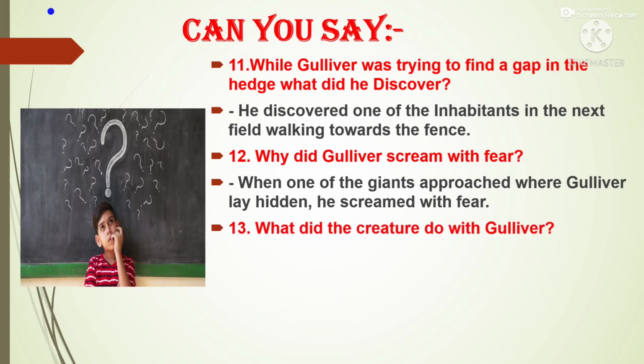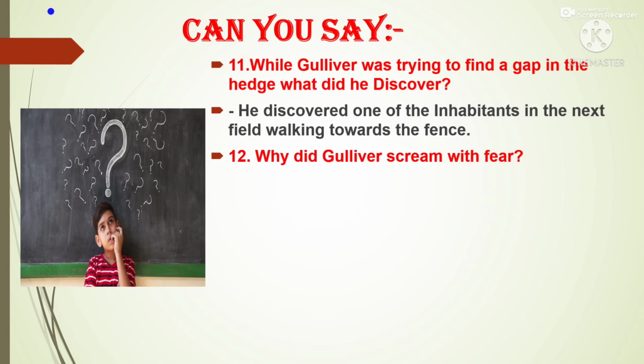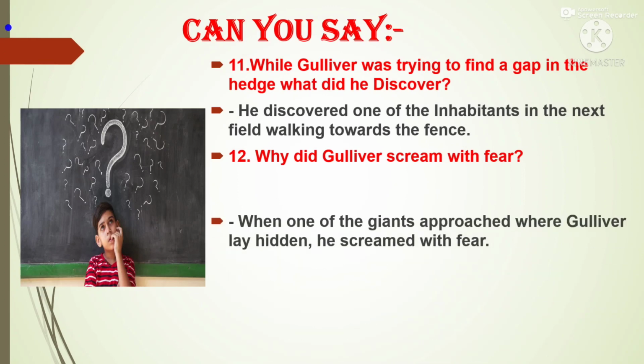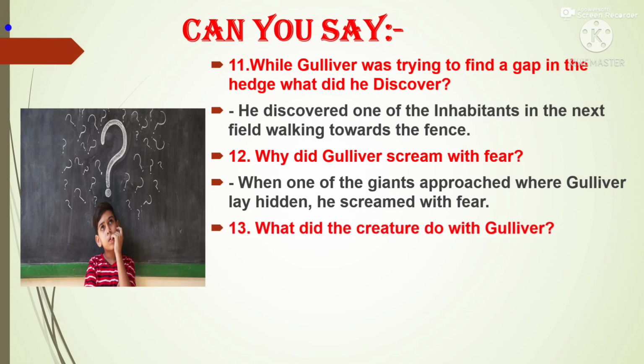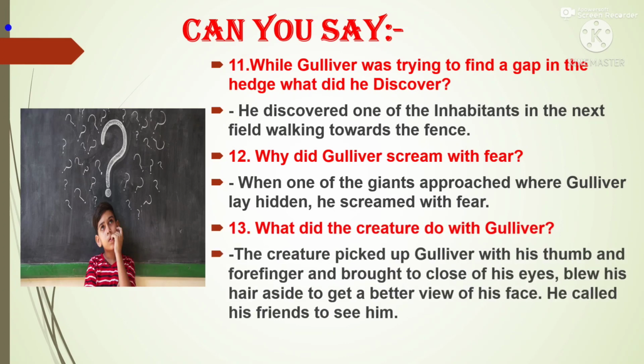What did the creature do with Gulliver? One minute, students. The creature picked up Gulliver with his thumb and forefinger and brought him close to his eyes, and blew his hair aside to get a better view of his face. He called his friends to see him.